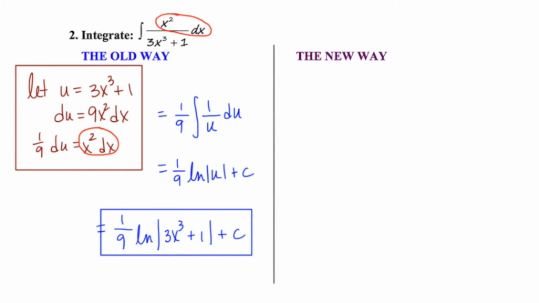Okay, so we've just done problem number two the old way, using u-substitution, and now I'm going to do it the new way, and I'm going to start by just rewriting the problem. Now here's a case where the numerator is very, very similar to the derivative of the denominator, but not quite.